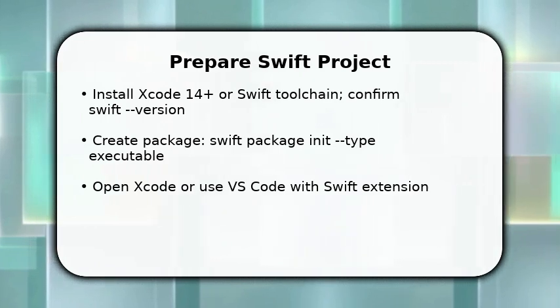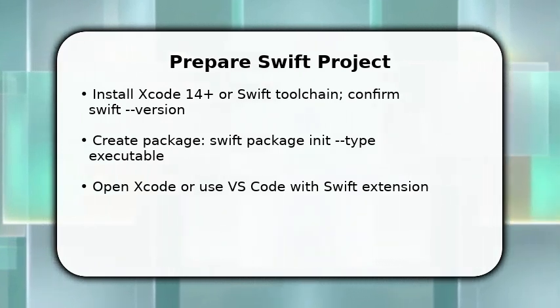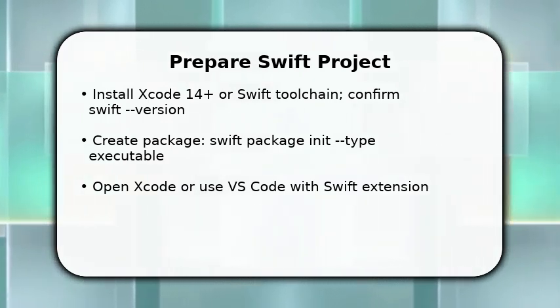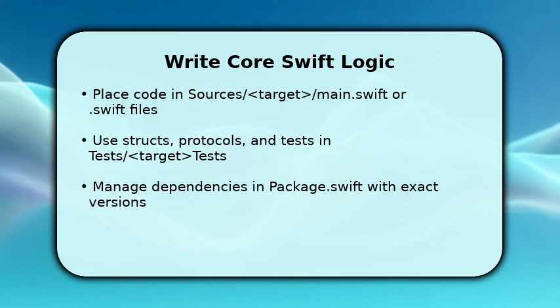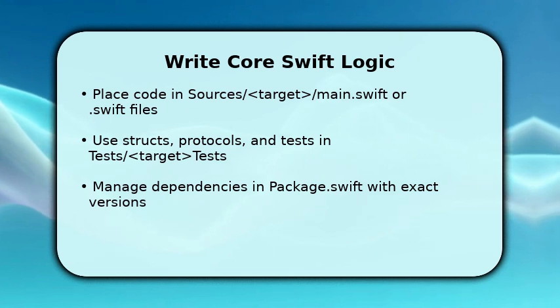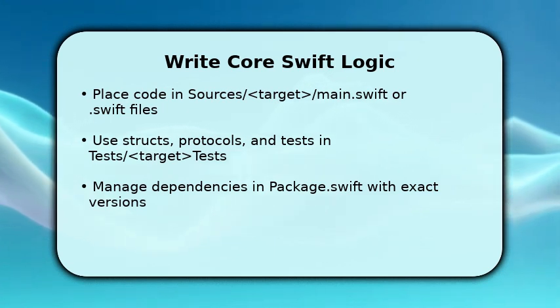You now implement core logic by editing Sources/target/main.swift and adding modular .swift files. Prefer structs and protocols to keep types clear. Once functions exist, add unit tests under Tests/targetTests to validate behavior. Tests prevent regressions as you change code.